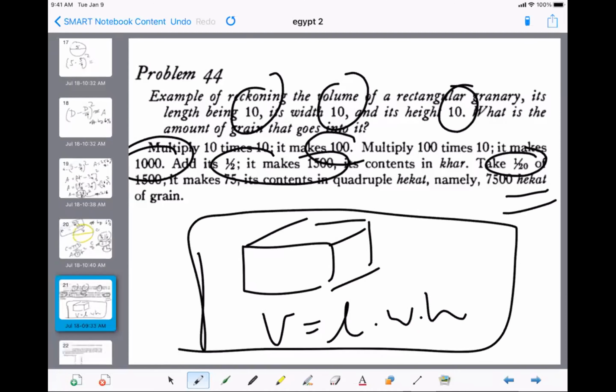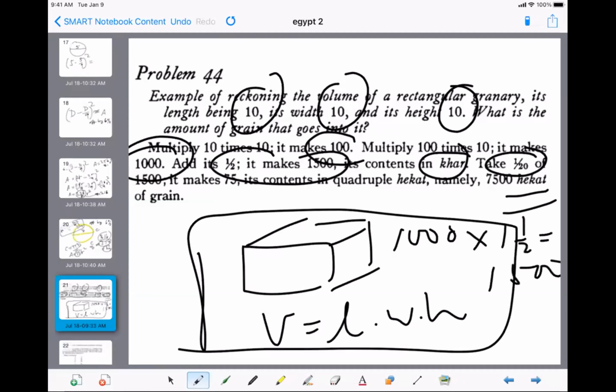I'm a little confused by add its half. It makes 1,500. Why would they do that? So I got the volume, it's 1,000. Well, they're trying to multiply it by 7.5 eventually, but apparently they have another unit called khar. So if you multiply 1,000 times 1.5, you get 1,500.